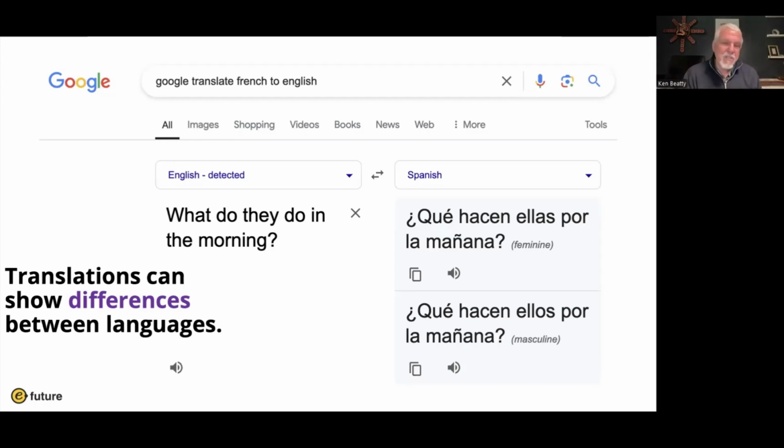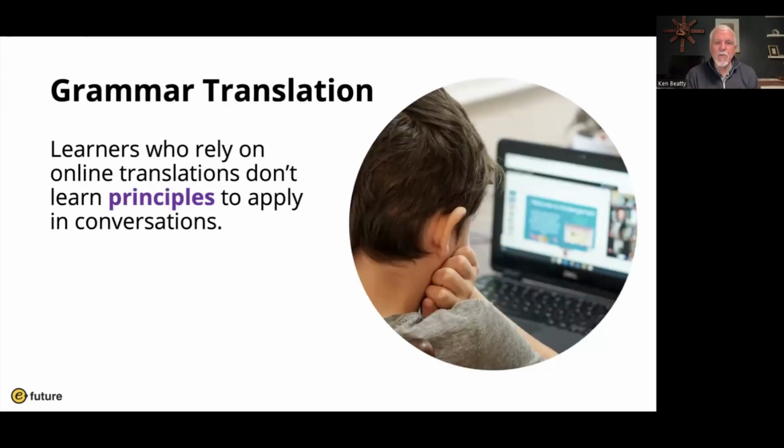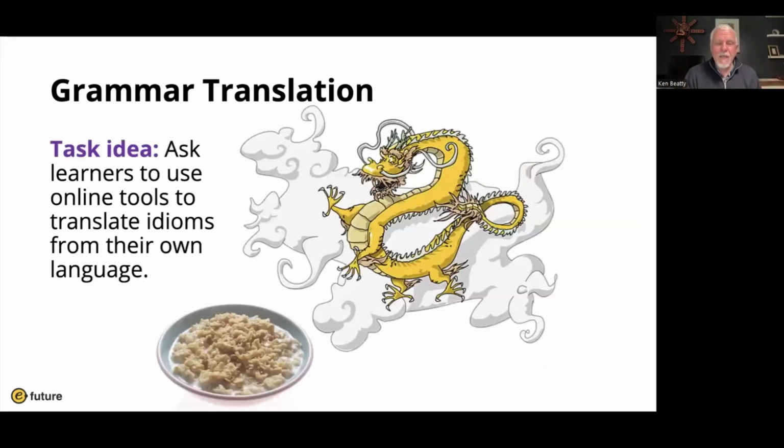So this grammar translation is still useful in some ways. Learners who rely on online translations, because now you can use your phone and go onto Google and translate things instantly, even get it to talk back and forth to somebody else's phone, but they don't learn the principles to apply in conversations. And you can't always take out your phone in every situation and hope to do the translation. It's simply not efficient to do that. So they don't learn the principles. So again, we can't rely upon it too much, right? So what's a task idea?